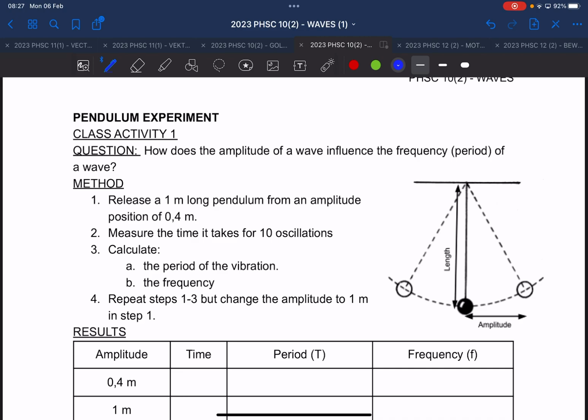Right, now, does the amplitude of the wave influence the frequency or the period of a wave? You can see there we're going to have a pendulum. The length there must be 1 meter. Ours is more or less 1 meter. Then we're going to take it up and drop it and it's going to swing, to an amplitude of 0.4 meters. Just keep a reference point so he knows where the starting position or rest position is. And you're going to take 0.4 meters. How many centimeters? Because this is in centimeters.